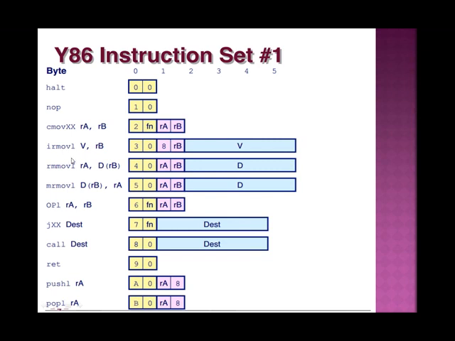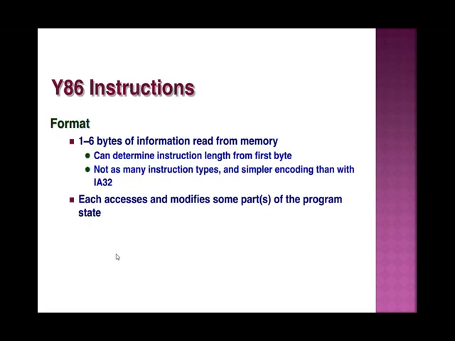This is irmovl, this is rmmovl, this is your D, this is mrmovl, this is your D. These are the multiple values like V and D. Then OPl, that is the operation performed on rA and rB. Then jXX, that is jumping to the destination, then call the destination, then return, then push the value, and at last retrieve the value by using the pop operation. These are the multiple instructions provided by the Y86 architecture.